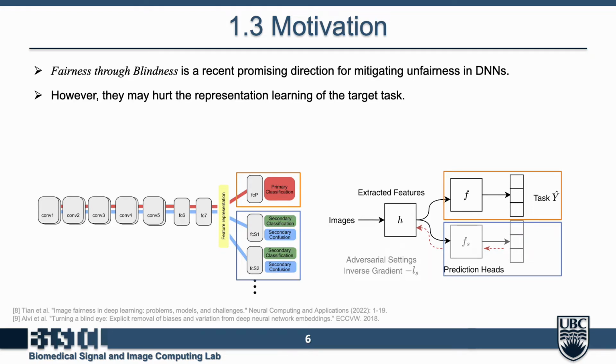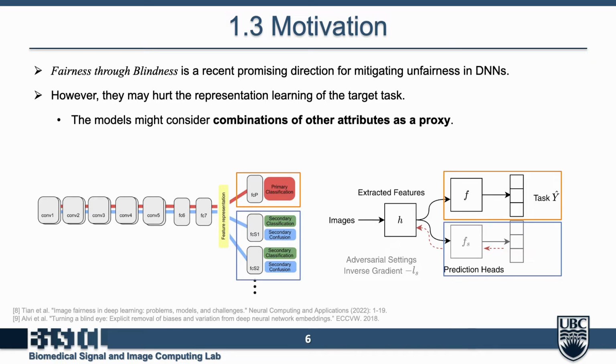However, some studies found those methods might hurt the representation learning of the target task. This is because after sensitive attribute information has been removed, the models might consider combinations of other attributes as a proxy and discard their information by mistake. For example, lesion color and visual features are critical for skin lesion classification, but are also useful for predicting the individual's skin type. To address this issue, we introduced contrastive learning to let the model retain discriminative semantic information about the target task.